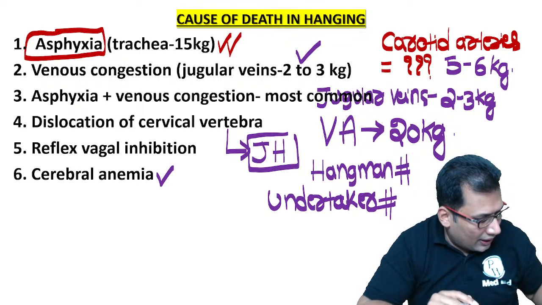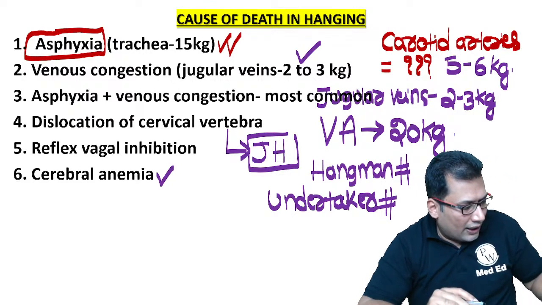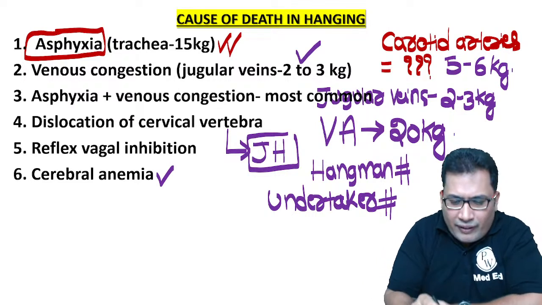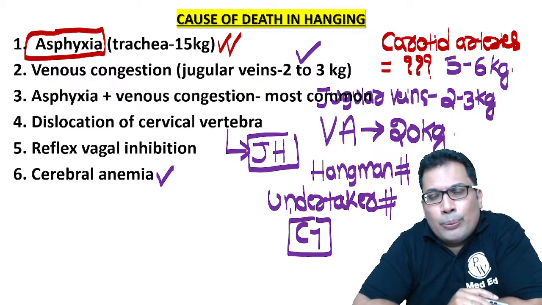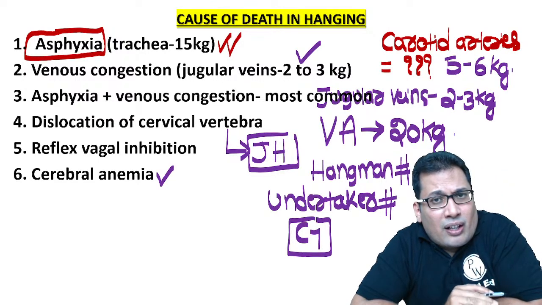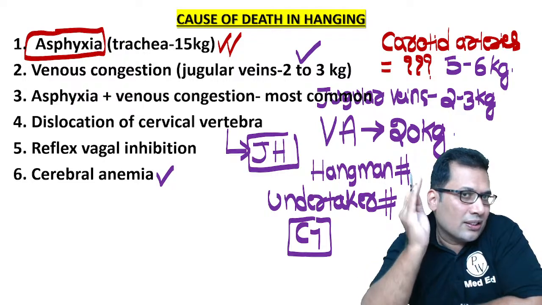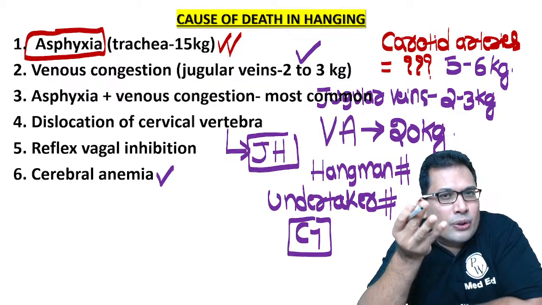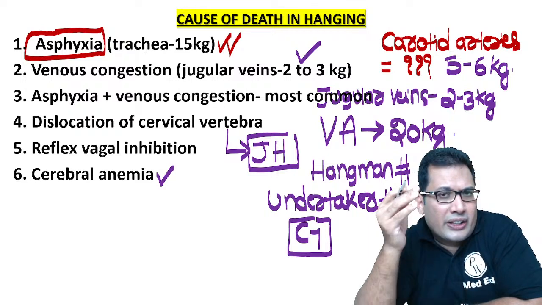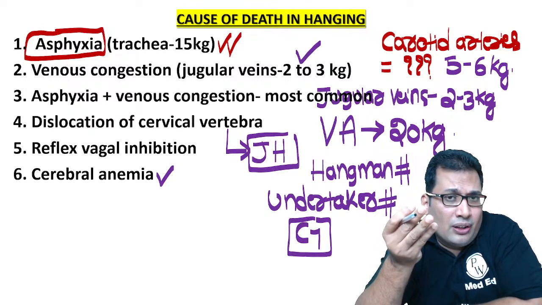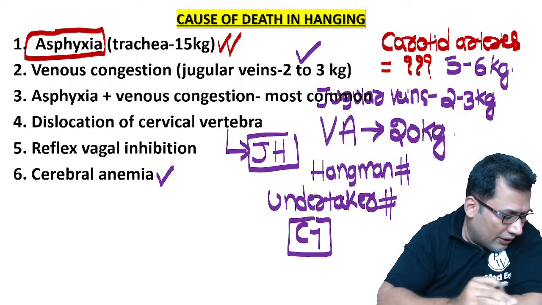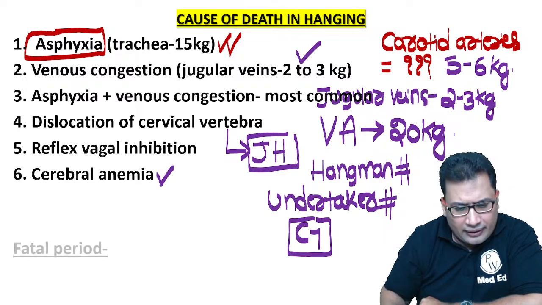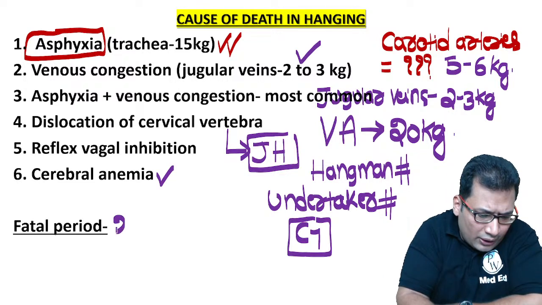What do you mean by undertaker fracture? Can anyone answer? Undertaker fracture is a fracture of C7. This can be a postmortem artifact in case of transport of a dead body. When the neck is unsupported, there can be fracture of C7. So the fracture of C7 is known as undertaker fracture. Skull fracture can be a 5 marks question. This can all be MCQ type in the exam. Then the fatal period is around 3 to 5 minutes.